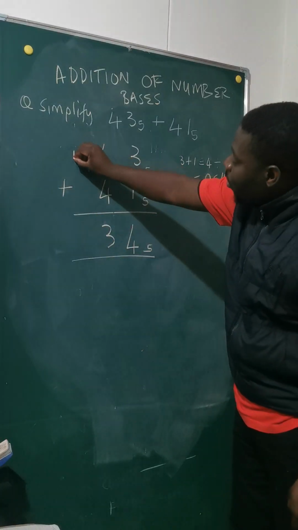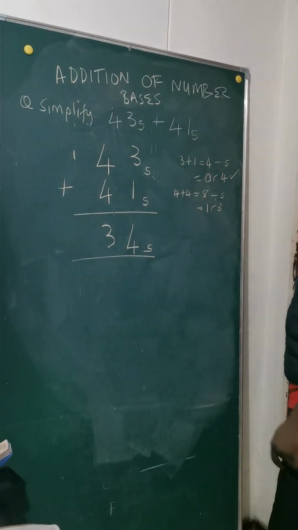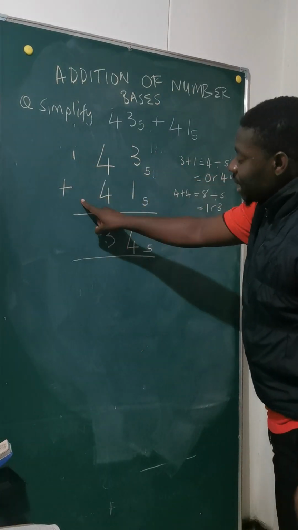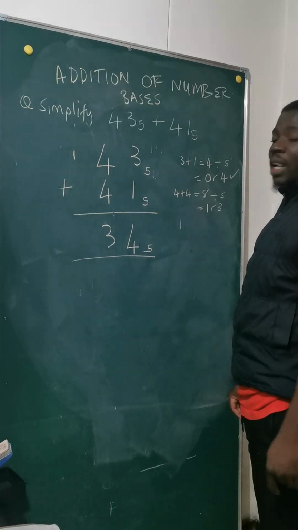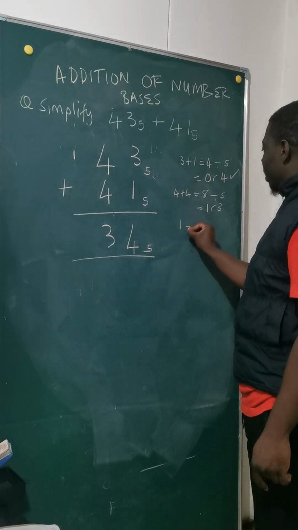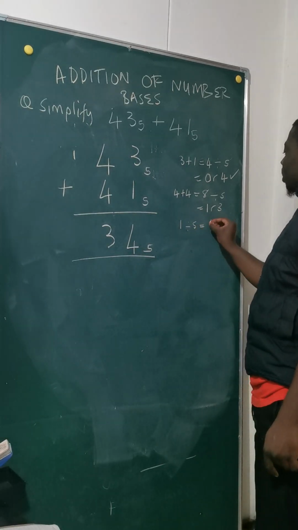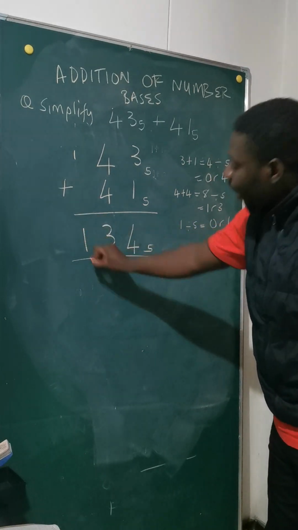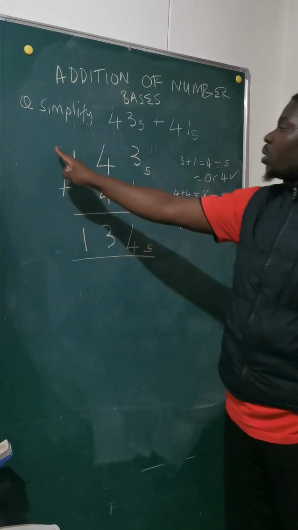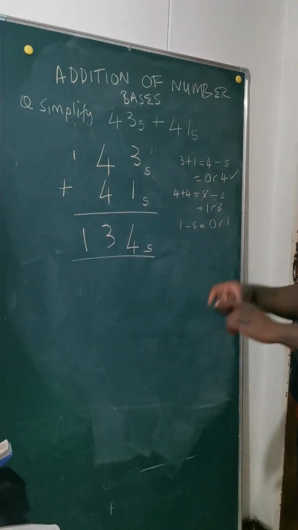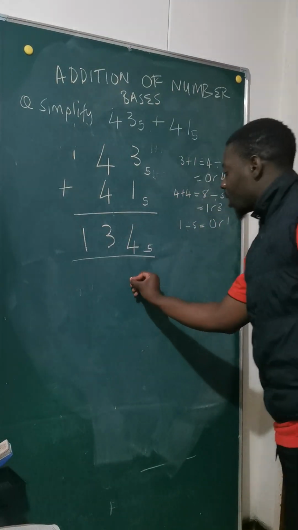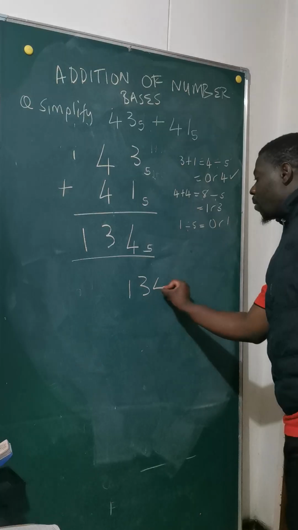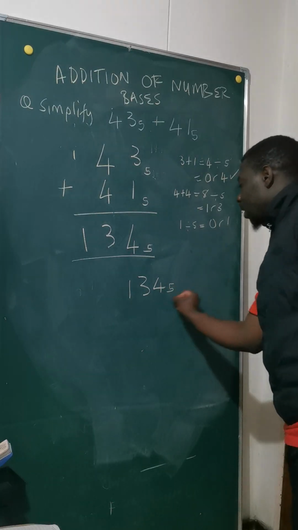Then we carry forward the 1. Then 1 plus 0 is 1. Then 1 divided by 5 is equal to 0, remainder 1. So we write the remainder here, it's 1. The 0, because there's nothing to carry on here, just remains like that. So our solution is 134 in base 5.